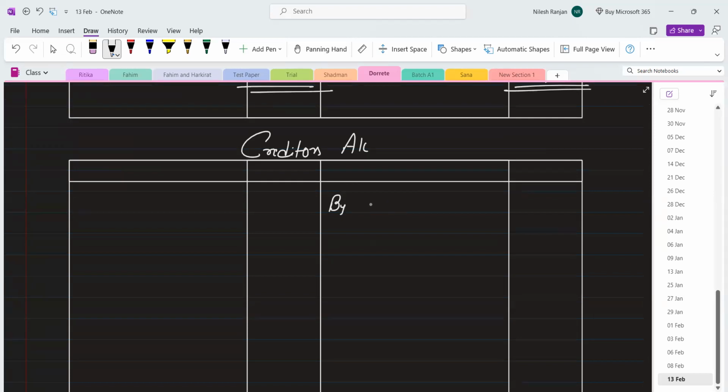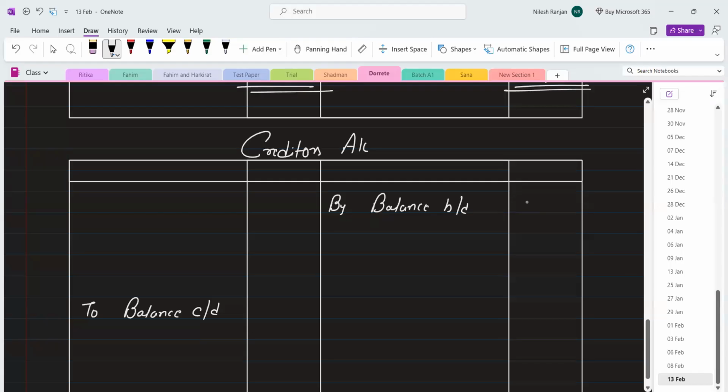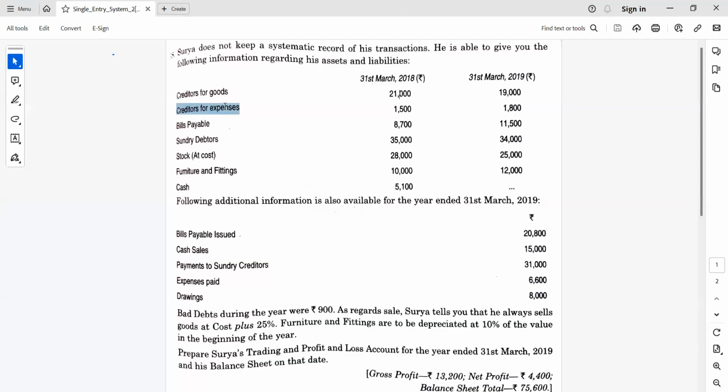So in the creditors account in this question, by balance BD, and there is closing balance, to balance CD. Now opening and closing balance is given. Opening balance is 21,000 and closing balance is 19,000. After that, this is creditors for expenses, a different thing. Bills payable opening balance was 8,700 and the closing balance is 11,500.